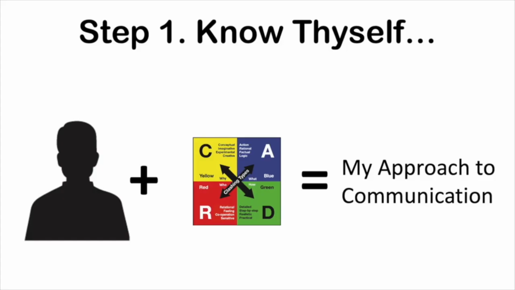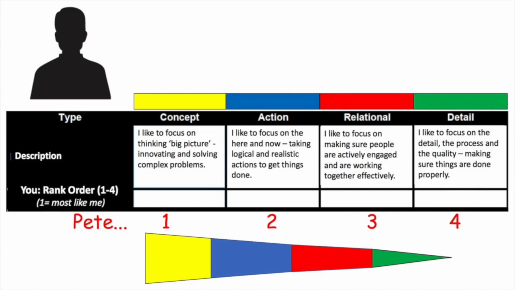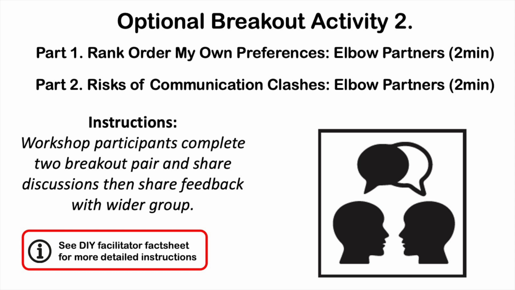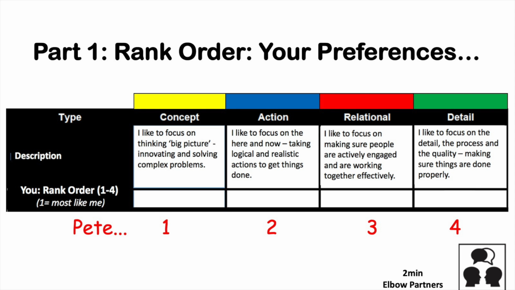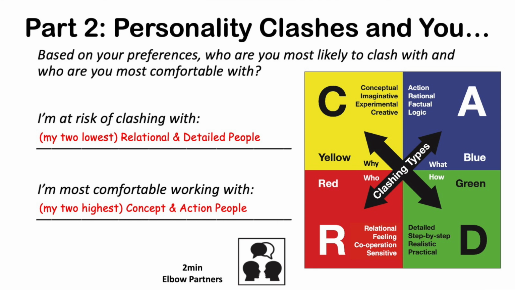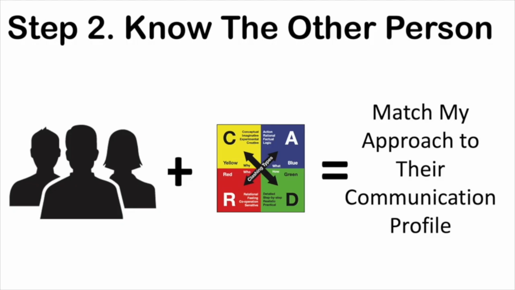In step one, of course, we start with me, or you're thinking about you, and on the screen right now you can see we can just rank order those four different parts of that CARD communication model. 1 is most likely, 4 is least likely. You can see me, Pete, on the screen now, and you already know your answers. In step 2 of this puzzle, we need to think about the other person and where their preferences are. What's their number one? What are they strongest at?